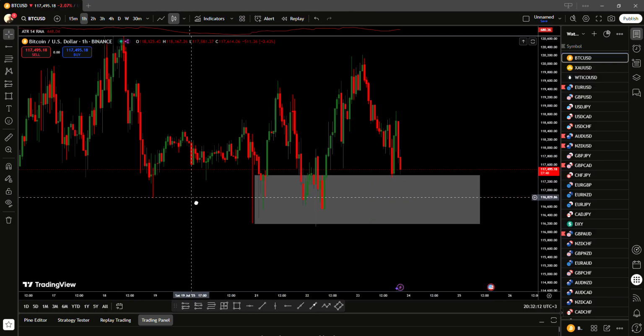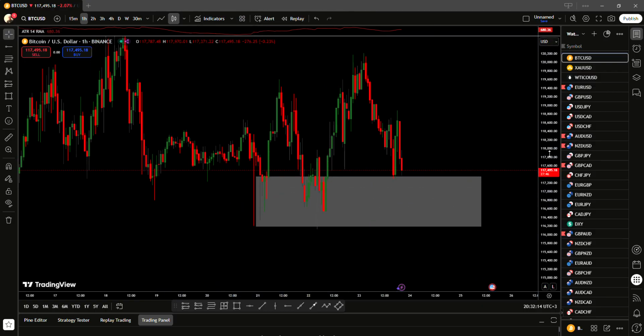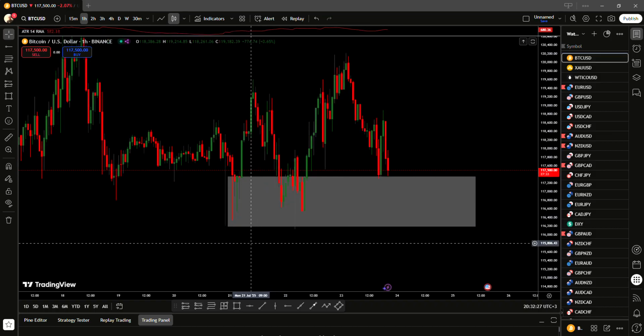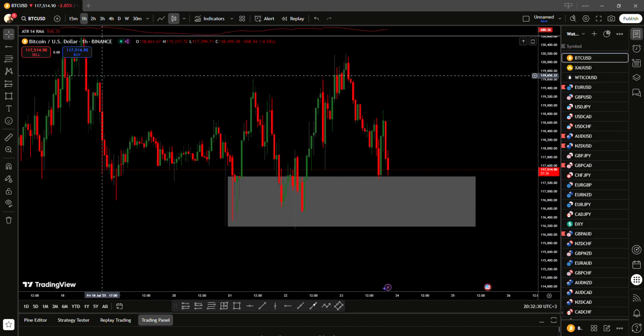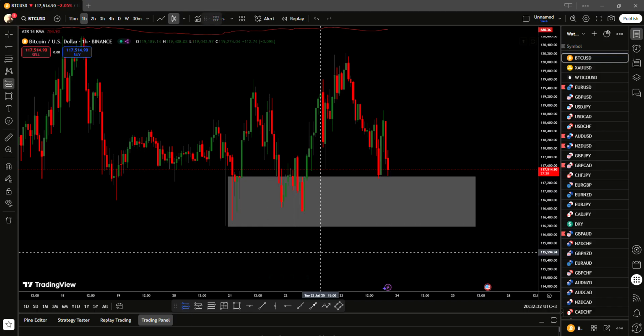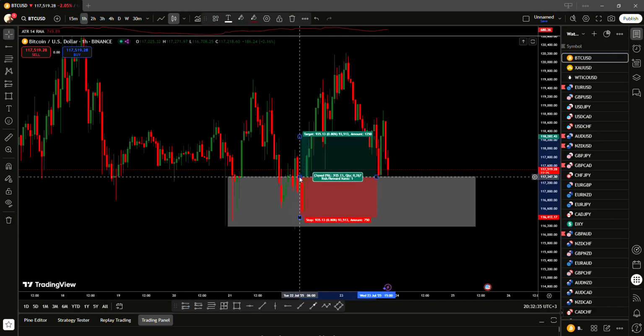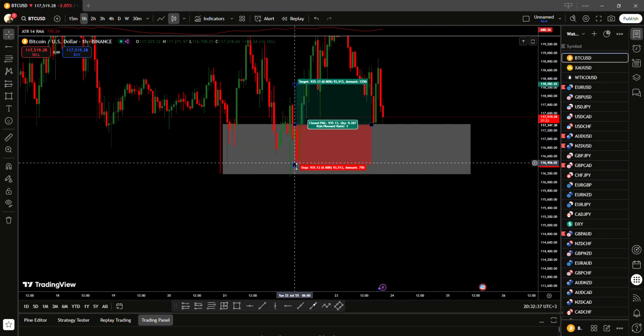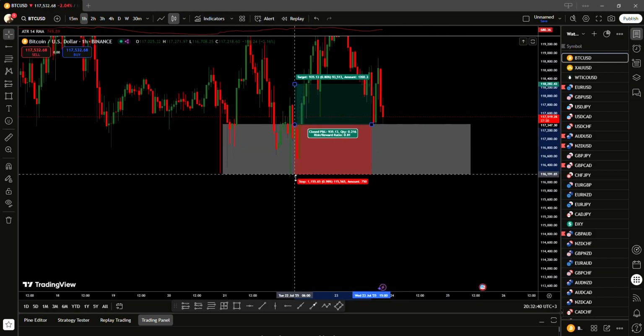But before I start, I always give you a setup. This was a drop base rally breaking this structure here. So you mark the zone here from the body to the wick. Enter stop losses according to the ATR. Like this. So if the ATR is saying 74, that is 74 or 49. I think it is 49. So you'll get whatever you have here.